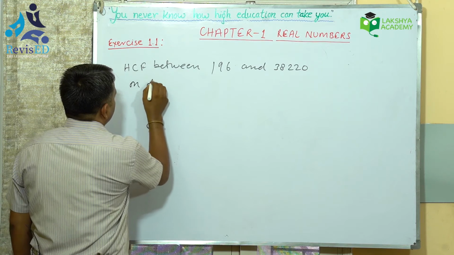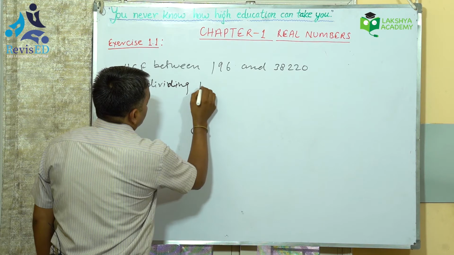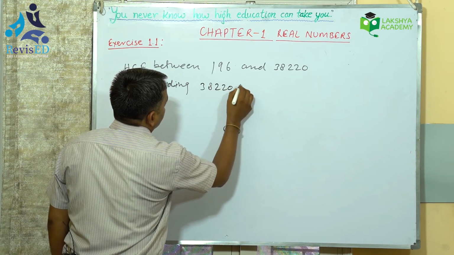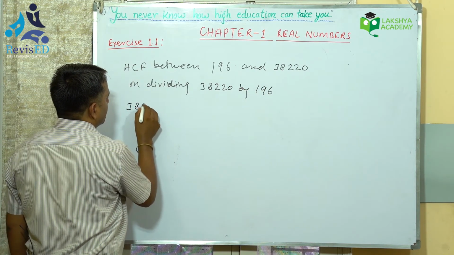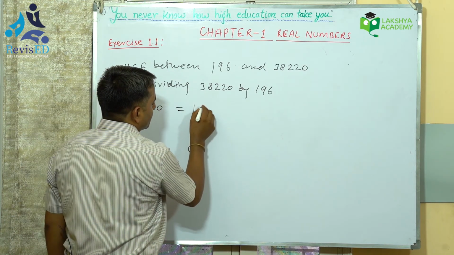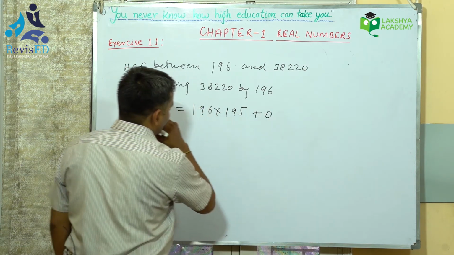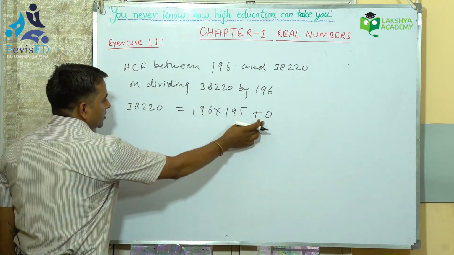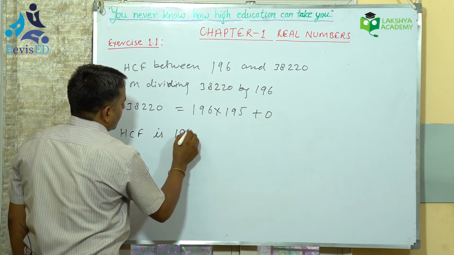So on dividing 38,220 by 196, 38,220 equals, this is the divisor, 196 into 195 plus 0. Here we are getting 0 in the first step itself. Therefore the remainder is 0 and the HCF is 196.